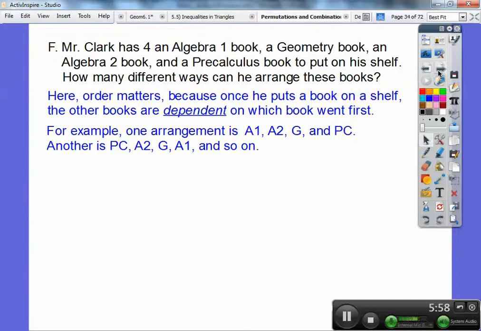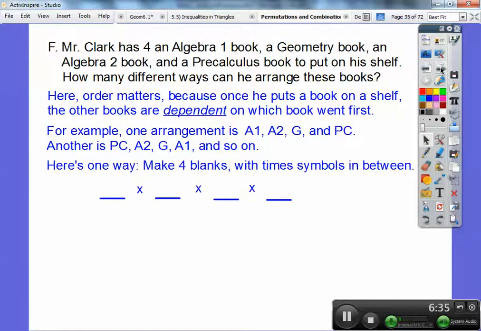Now order matters here, because once he puts a book on a shelf, the other books are dependent on which book went first. For example, if he put the Algebra 1 book in the first spot, it can't be repeated because he only has 4 books. So he can put the Algebra 2, the Geometry, and the Precalculus, but that depends on what got put in the first spot and the second spot. So these are dependent, so this is a permutation, when order matters. If you ever see the word arrange or arrangement, think permutation, okay? So you're going to use your P formula.